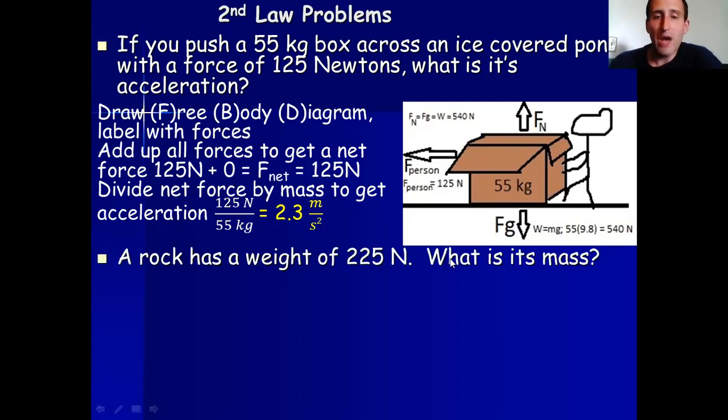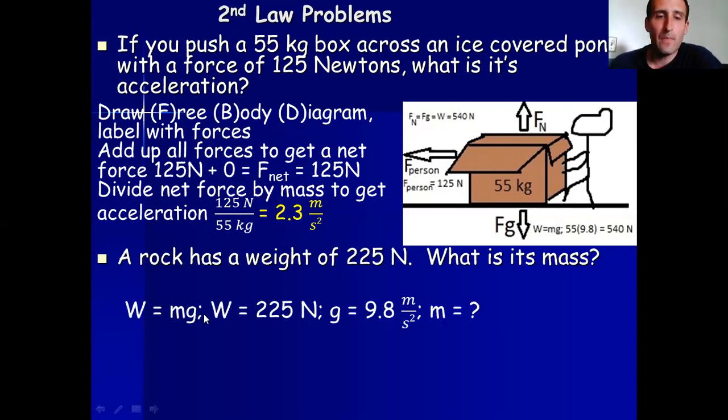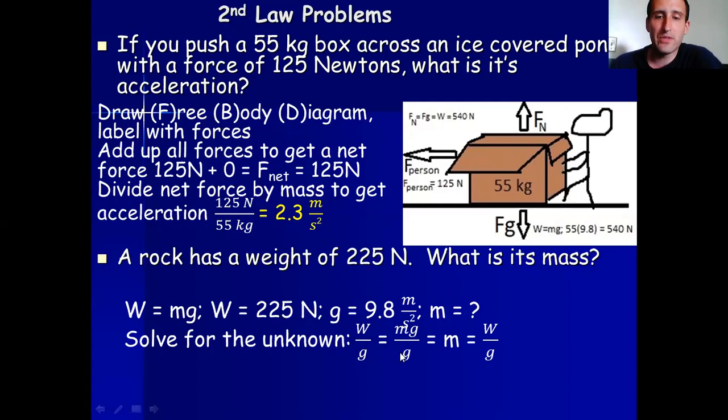So another example problem. A rock has a weight of 225 newtons. What is that rock's mass? So this is a simpler problem. We don't need to draw all of the forces because we're not being asked for the acceleration. We're looking actually for the mass. So this is weight equals mass times gravity. We were given the weight and we know the value of gravity. So we have the W, we have the G, we need to solve for the M. That's what we have as an unknown. We divide both sides by the G. We end up with M equals weight over the acceleration of gravity. We can plug those numbers in and get the mass of the object, okay?